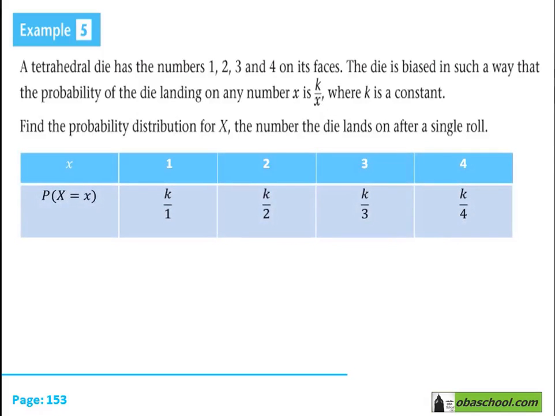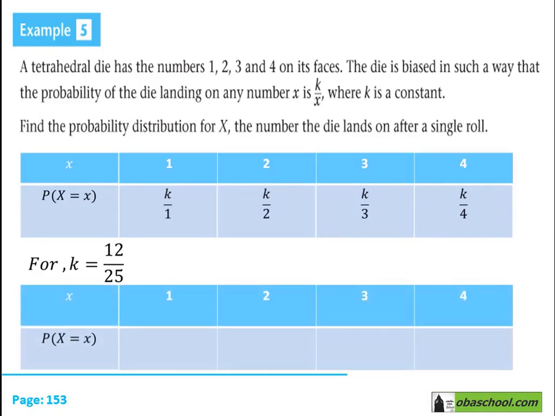Here we have the table. For k equals 12 over 25, k over 1 means 12 over 25 over 1. So 12 over 25. Now for k over 2, we have 12 over 25 divided by 2 over 1. We solve this like this. So 12 divided by 2 times 25. The value is 6 over 25.